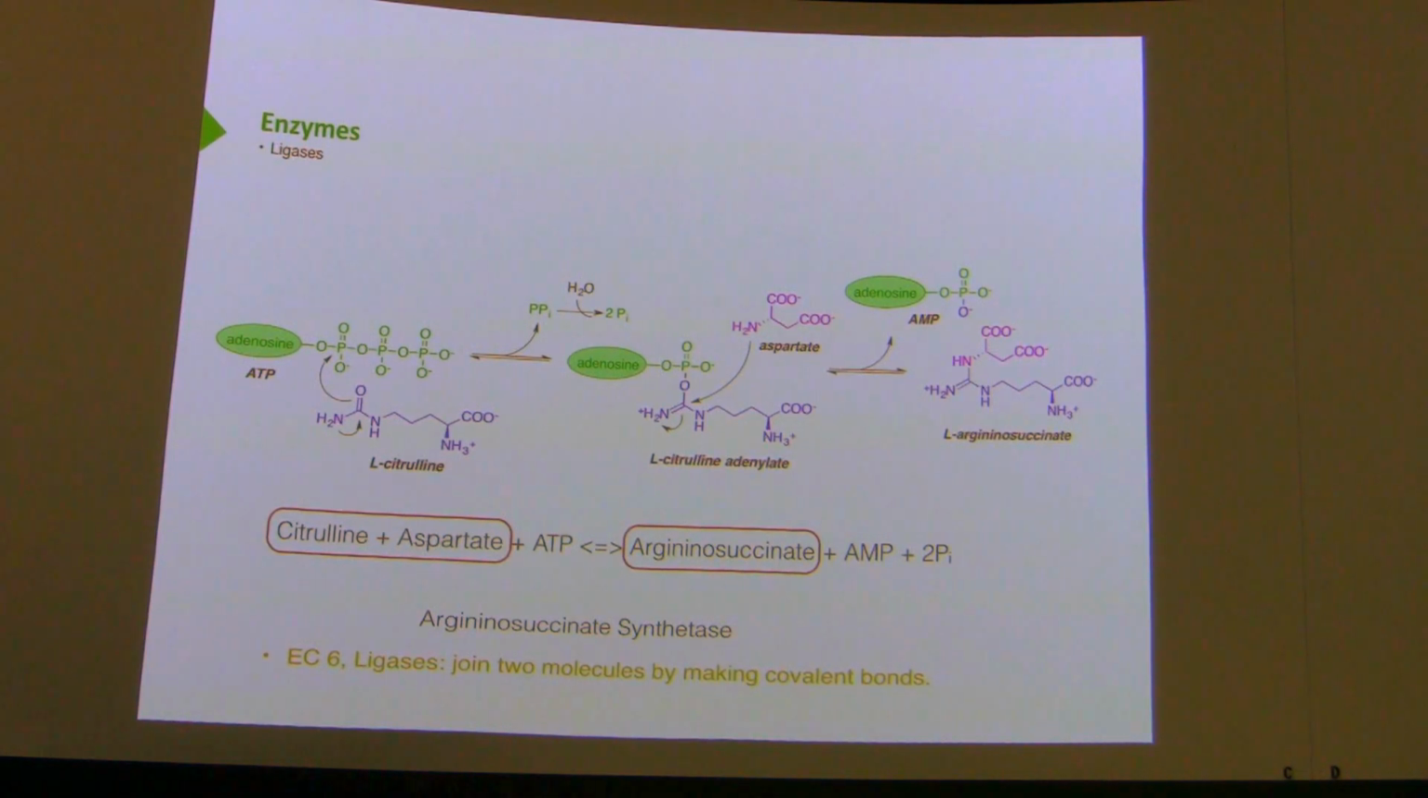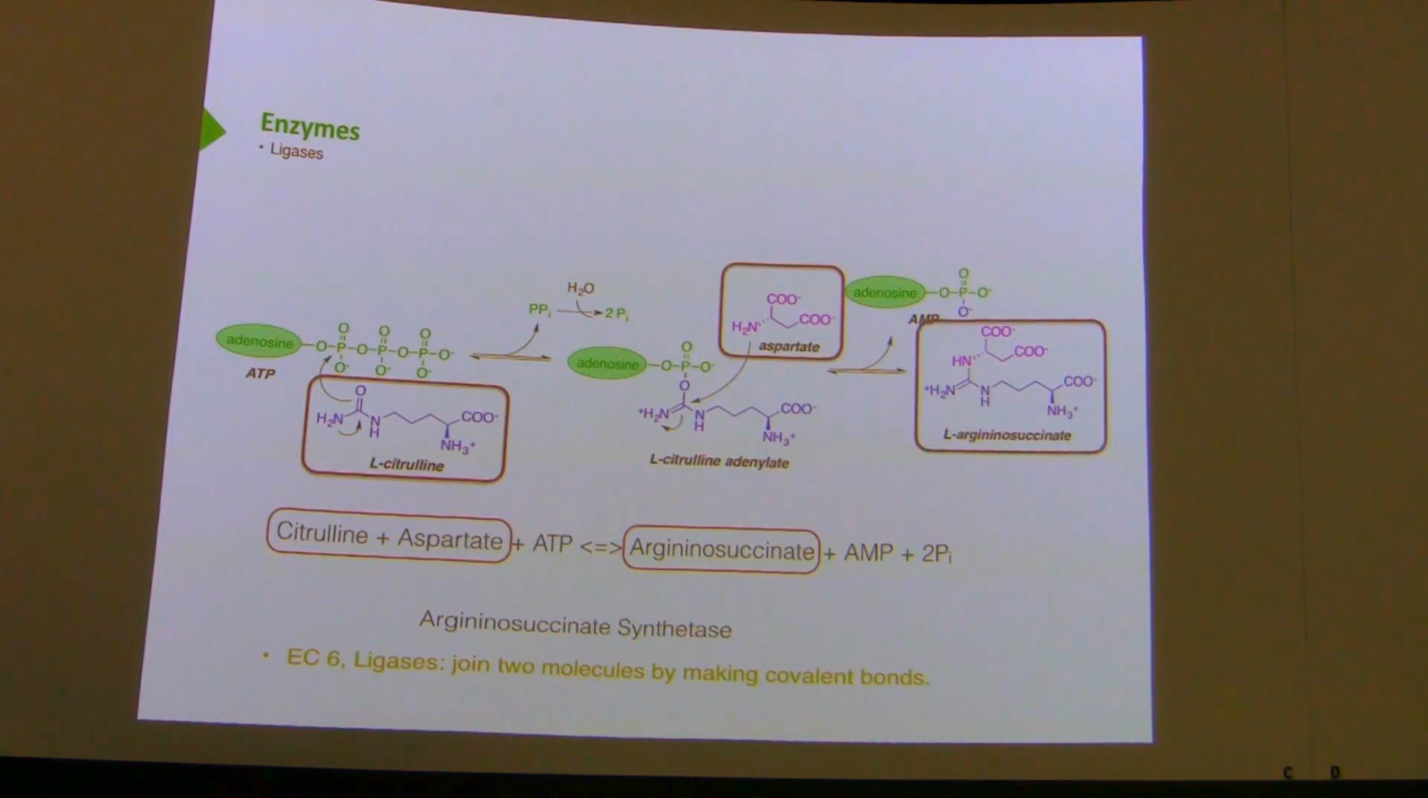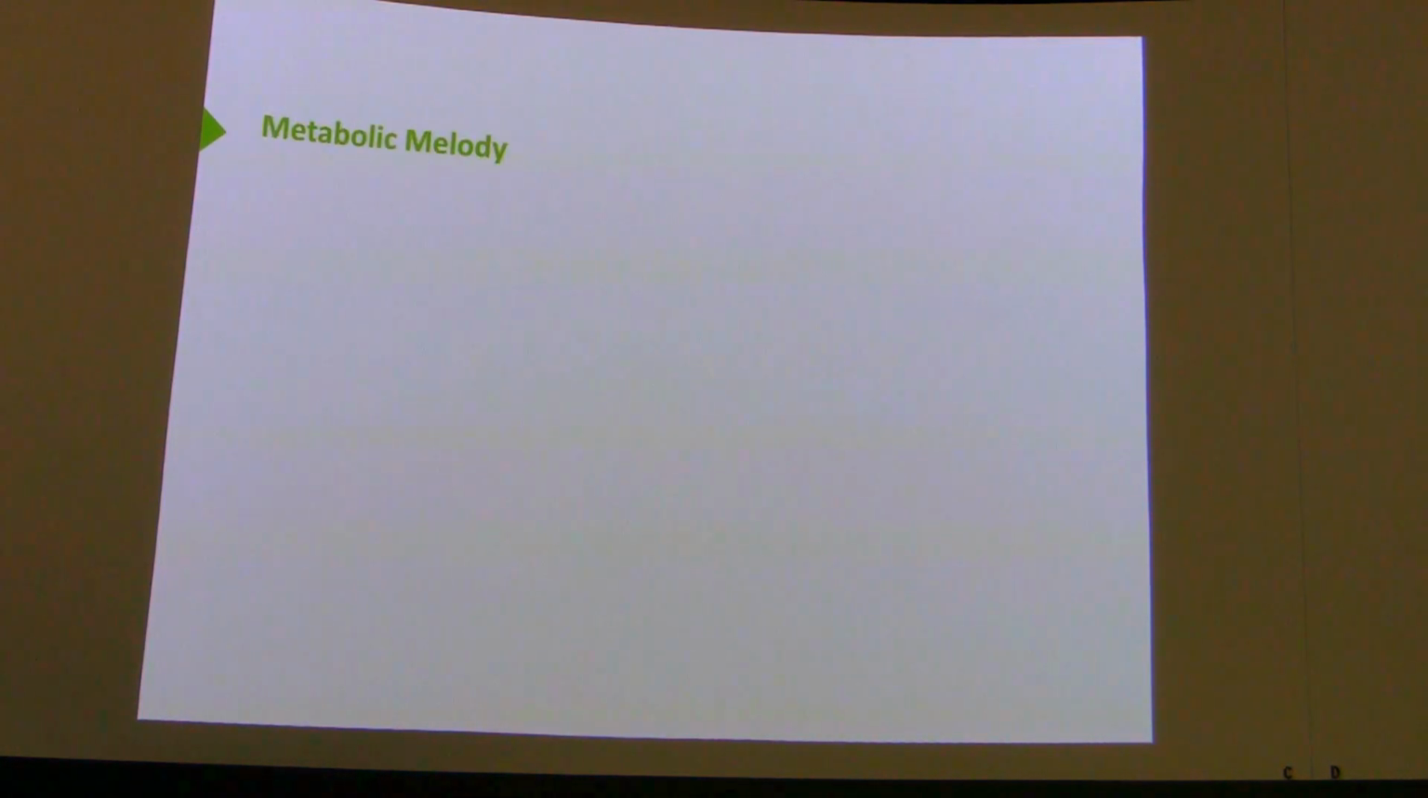The overall net of this reaction is that citrulline and aspartic acid got joined together to make this molecule called argininosuccinate. You can see also, again, no oxidation occurring in this reaction. There's no NAD or FAD involvement. Okay, there they are, and there's the product.